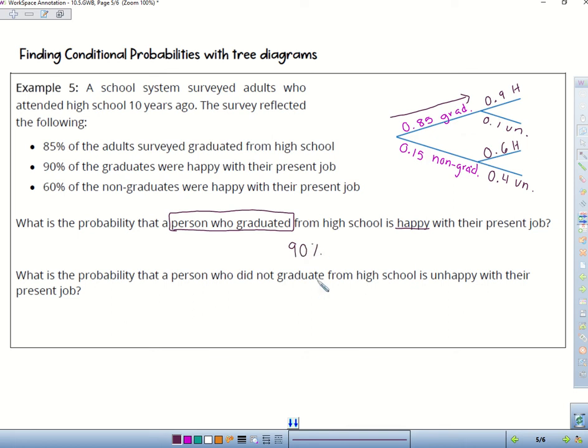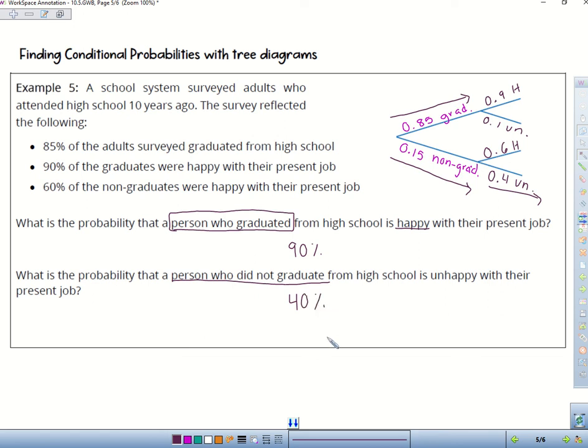So we already know, of the people who graduated, what percent were happy. Once again, what is the probability that a person who did not graduate from high school is unhappy with their present job? Did they specify what kind of person we want to look at? Person who did not graduate. So we get to fast track, and then which path are we going to take? 40%. 40%. So these are the simple problems you can do with a tree.